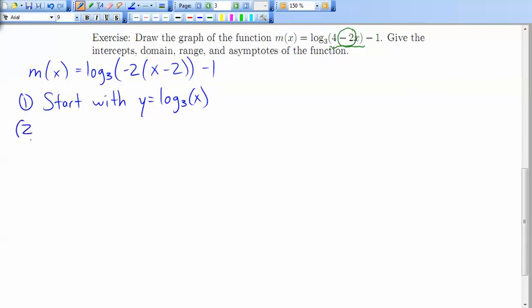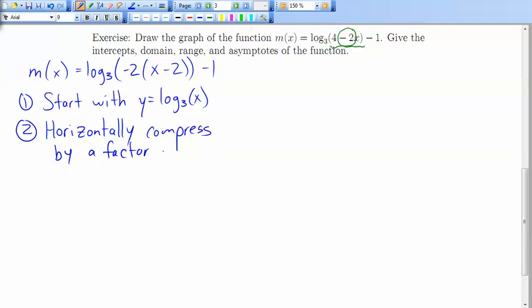The next thing we'll do is deal with that multiplier inside the heart. Well, if we look at -2, the absolute value of that is bigger than 1, so we're going to have a horizontal compression by a factor of 2, or a half, depending on how you say it. Also, we've got a -2 as our multiplier inside the heart of the function, so that's going to be a reflection about the y-axis.